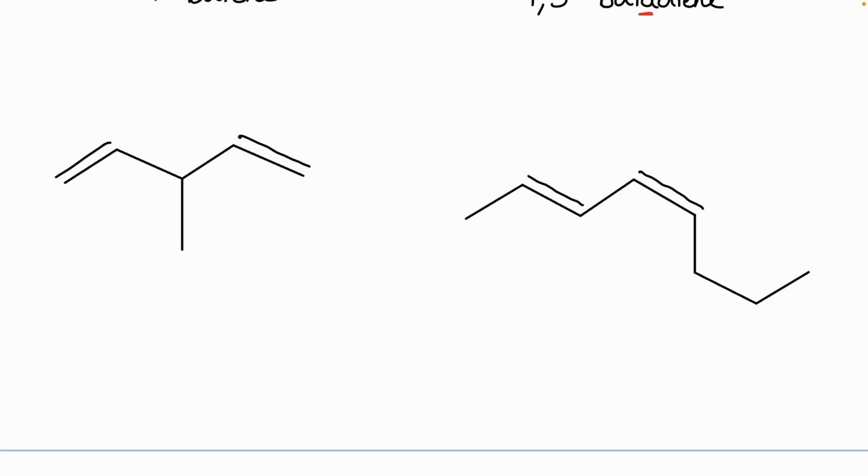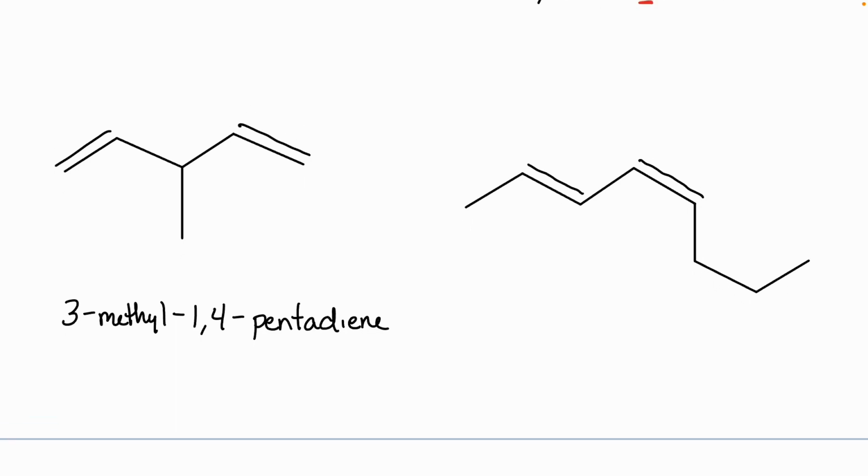All right, so this first one, I have that methyl group on carbon 3, so 3-methyl. My double bonds are located at 1 and 4. So this would be 3-methyl-1,4-pentadiene. All right, the only trick, keep the A on the end of the prefix, okay?